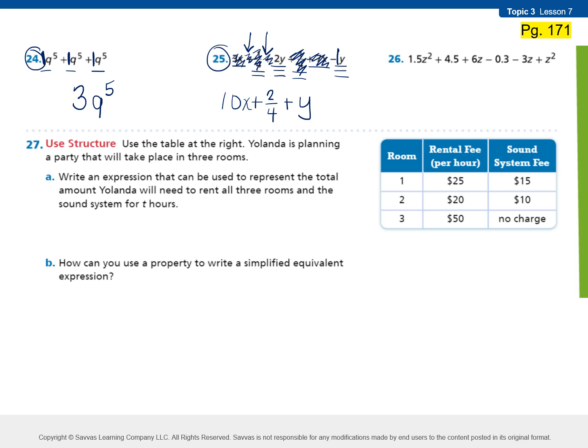27A. Use the table at the right. Yolanda is planning a party that will take place in 3 rooms. Write an expression that can be used to represent the total amount Yolanda will need to rent all 3 rooms and the sound system for T hours. Okay, so she's renting 3 rooms.